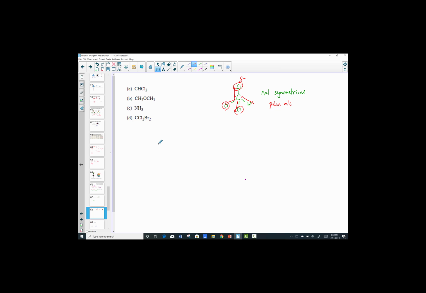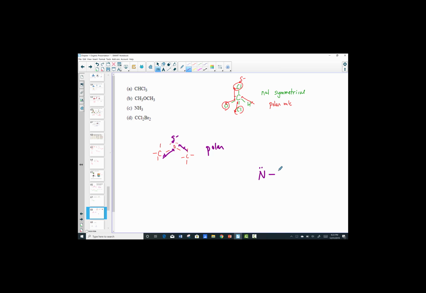Here we have in letter B, CH3, O, CH3. And remember, when I think about the geometry, the oxygen has lone pairs of electrons. Sometimes drawing that out helps us see that. And I can see that the dipole moment is being pulled towards the oxygen, making it very rich in electron density. So this is also a polar molecule.